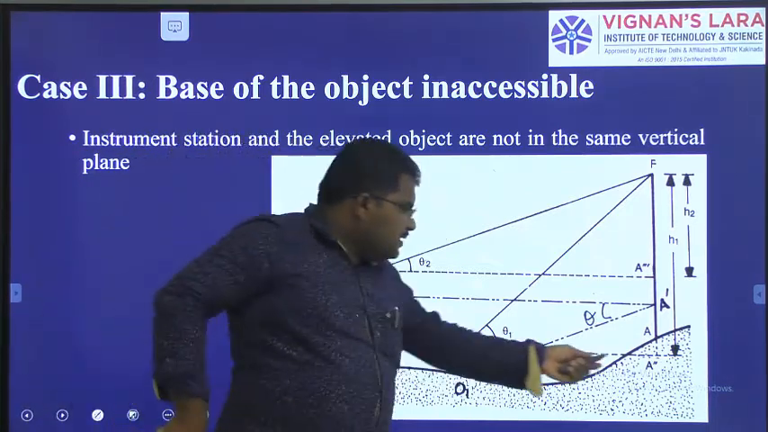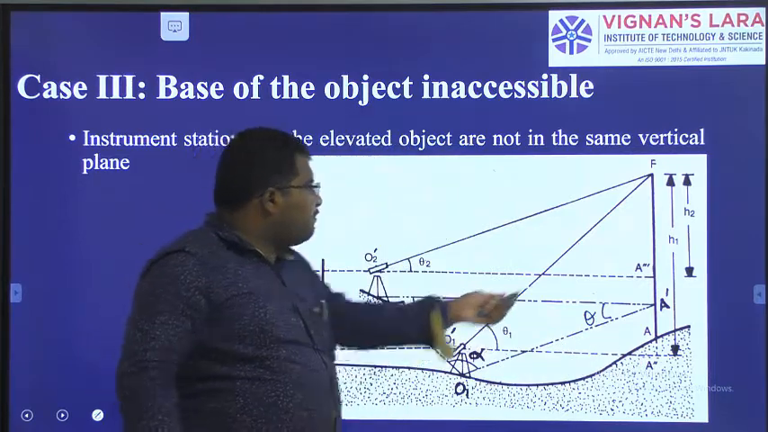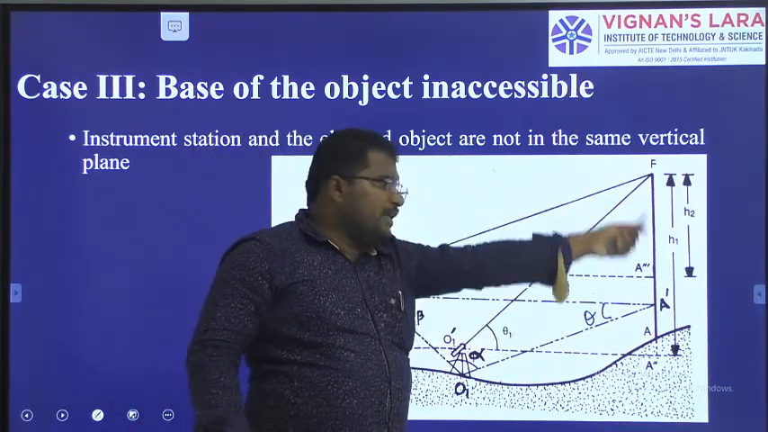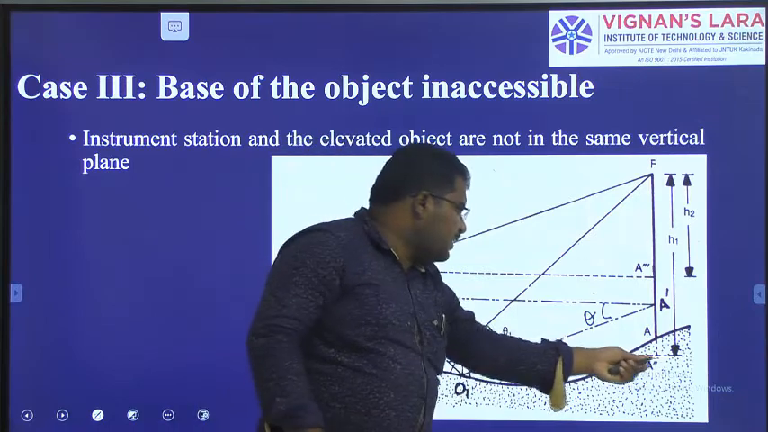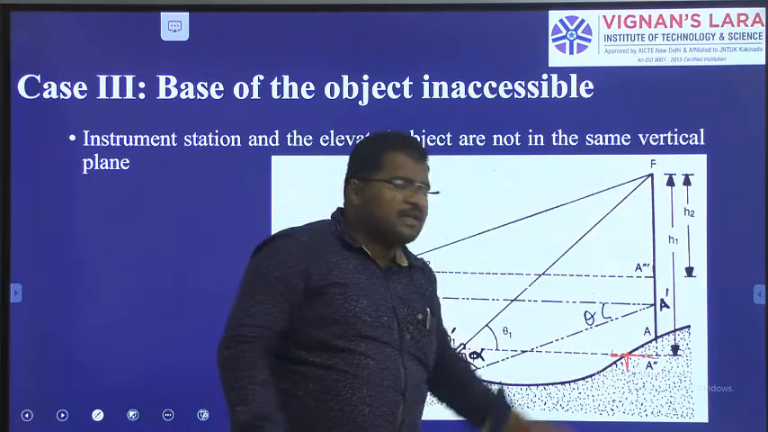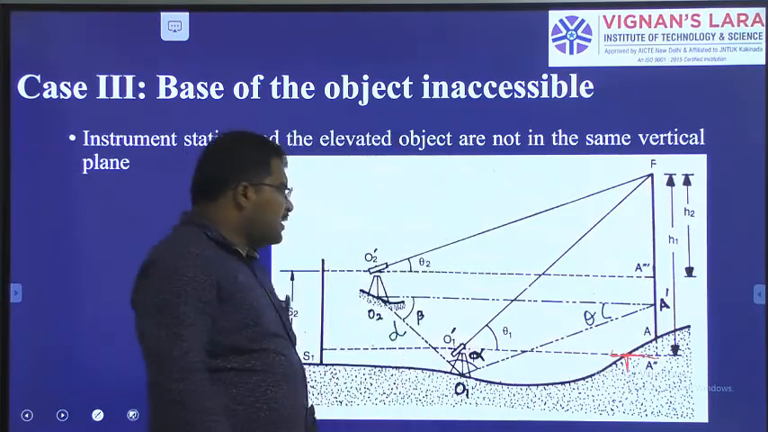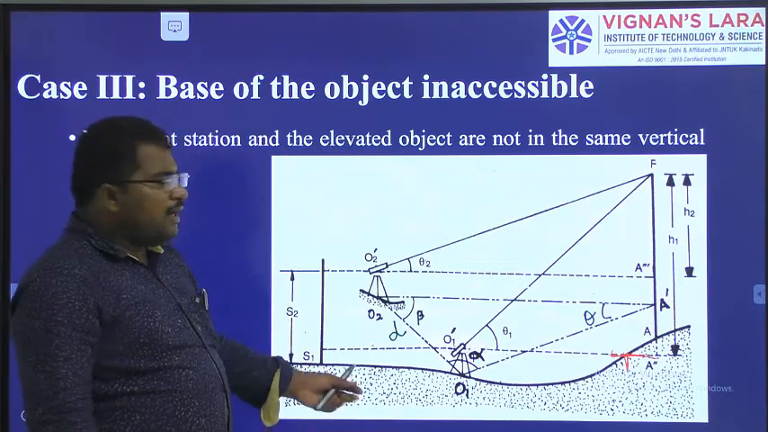So if the case is like this, what do we have to do, right? It is the horizontal plane, and the object is somewhat high, right? But you are seeing here only. You are going to get here only. You are not sighting the object. If this is the case, how do we take the levels, right?